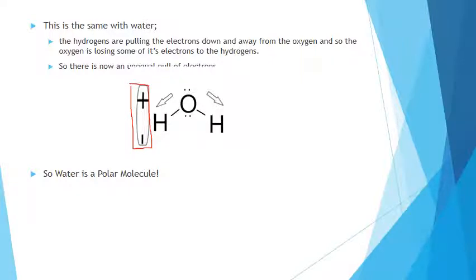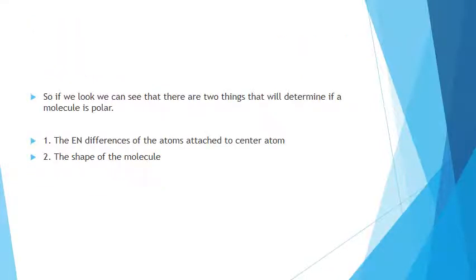So the hydrogens are pulling the electrons down, and so this side down here is more negative. It should be pointed like this, and the other side is going to be more positive. So this water is a polar molecule for a different reason. Okay, we'll talk about that in a minute. Instead of having a different atom attached, it has a different shape. Okay, and that's the key thing here.